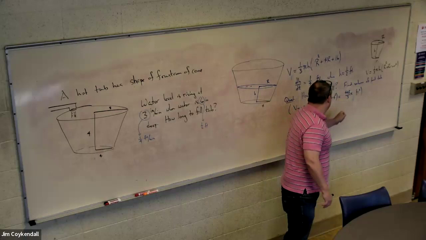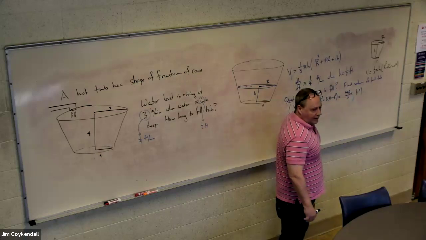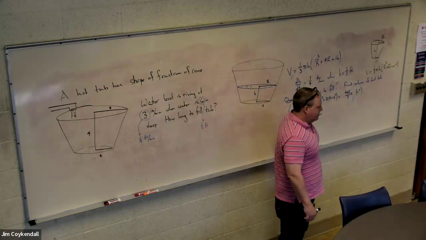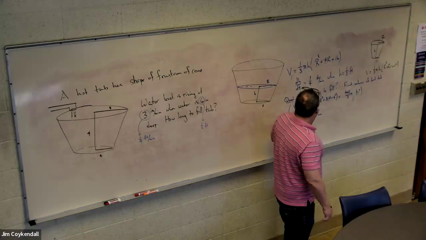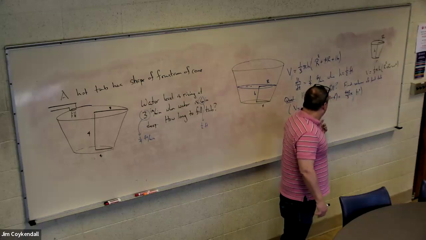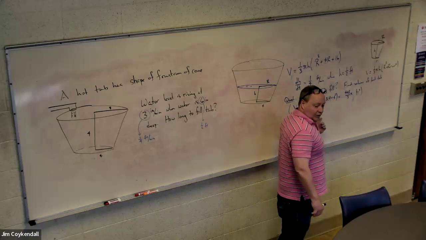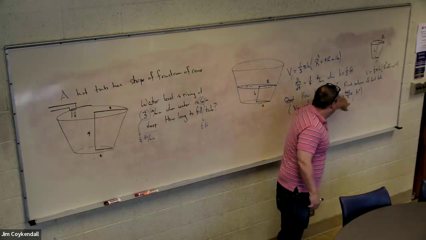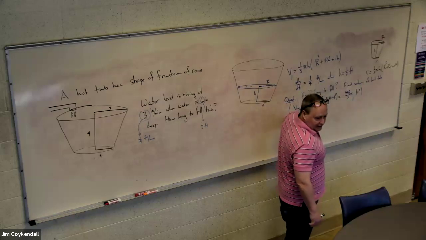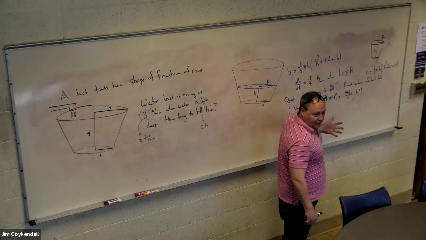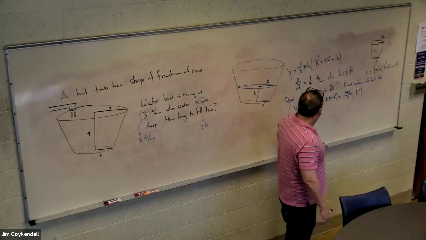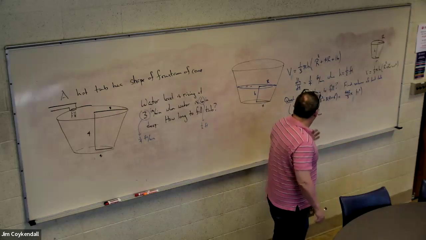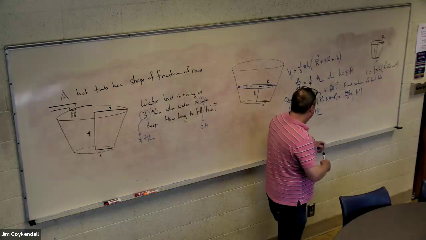If I divide this number by this number, what will the units be? It'll be minutes. So this is the total volume of the tub, and this is the rate at which it's being filled. If you take this number and divide by this one, I'll get my answer in minutes. So really, it boils down to this big question: finding this.